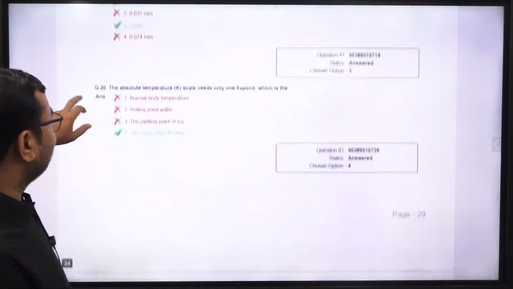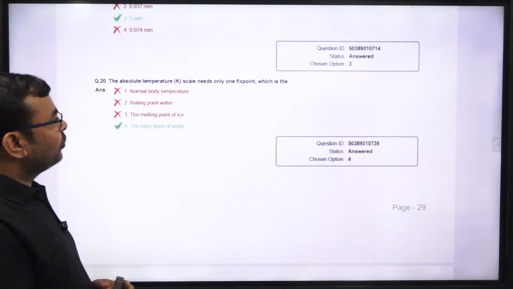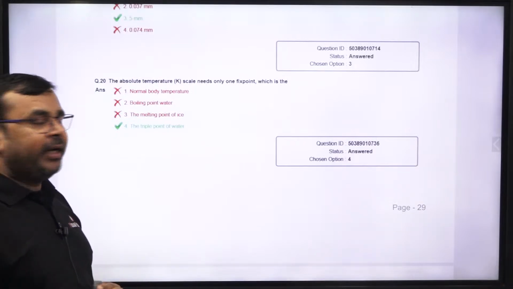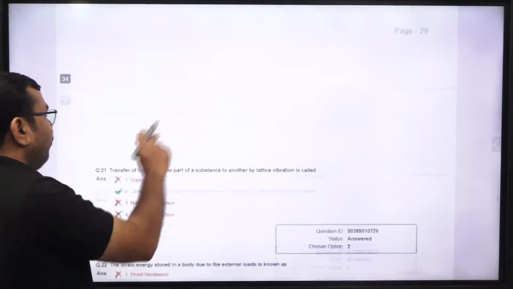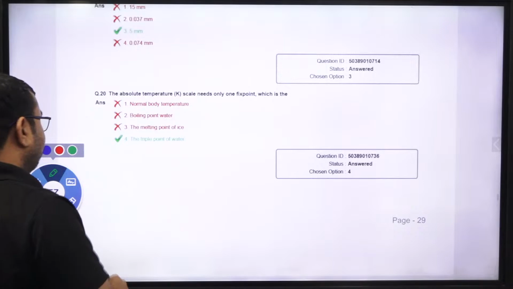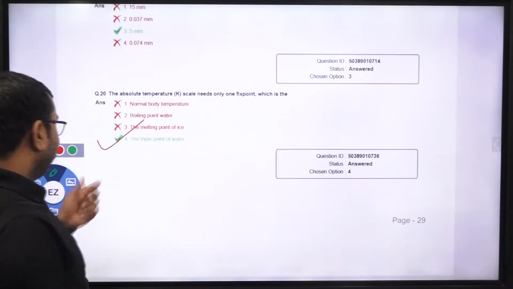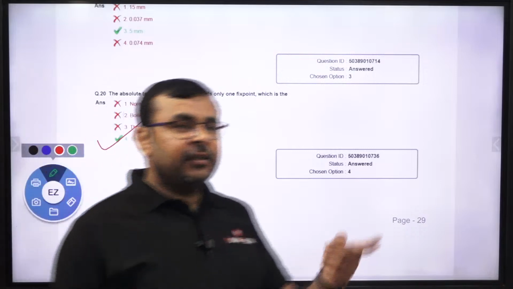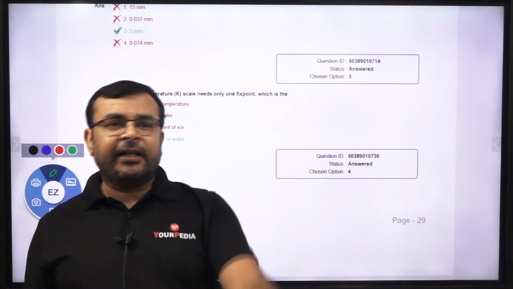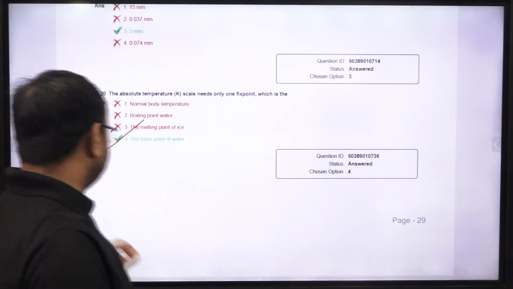So let's see another question. The absolute temperature Kelvin scale needs only one fixed point. Which is the name of that point? The correct answer is triple point. For the Kelvin scale, we use only one reference point, that is triple point. A triple point is a point at which the solid, liquid and gas, all these three phases coexist. Yes or no? This is called the triple point.